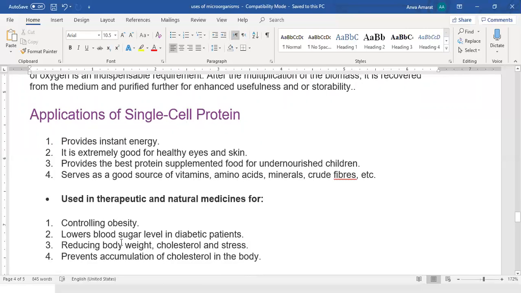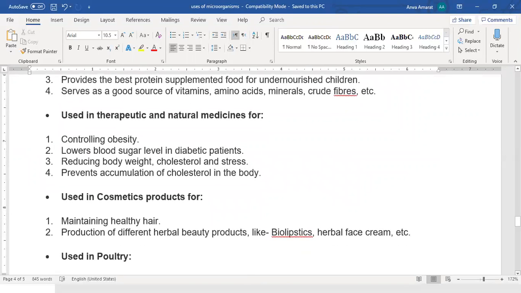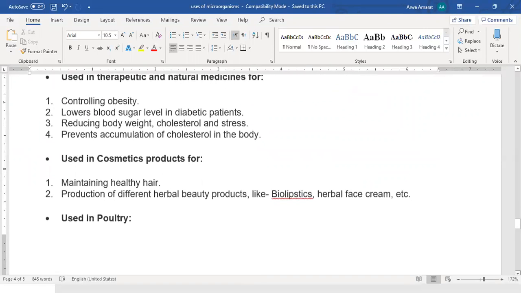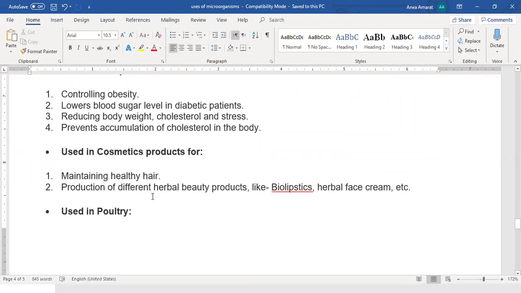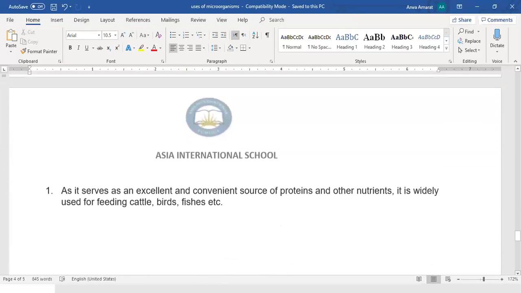Let's see what the application is in other things, in medicinal aspects. Controlling obesity, lowering blood sugar, reducing body weight, preventing accumulation of cholesterol in the body. These are also tablets that you buy from the pharmacy and are made from single cell protein. Cosmetics, healthy hair, you sometimes use proteins, creams, and production of, for instance, bio lipsticks, herbal face cream, etc. can also be taken from single cell protein.